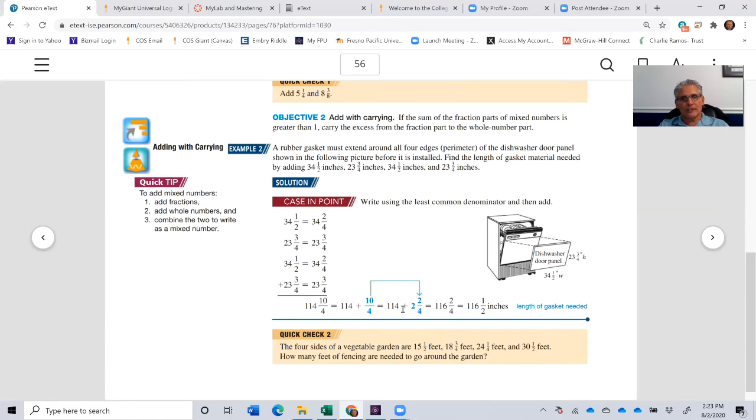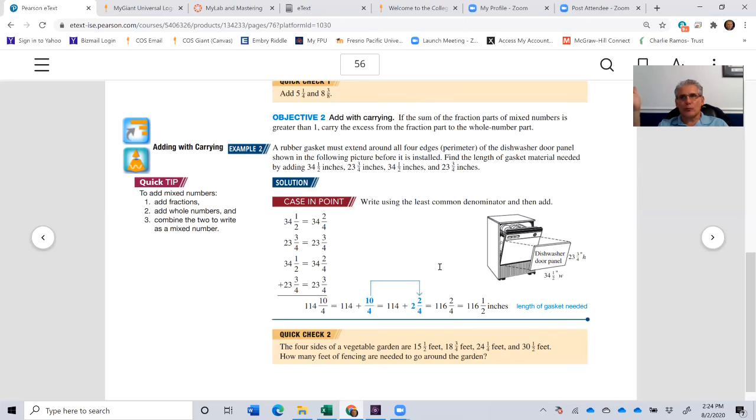So 114 plus this other whole number gives us 116. So we really are looking at 116 and 2 over 4, but that 2 over 4 can be reduced further to 1/2. So the final answer to this question is 116 and 1/2 inches. So what you're going to do is you're going to go over to whatever store you're attending.